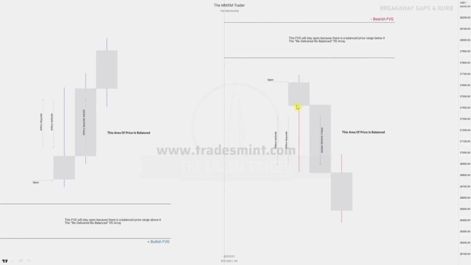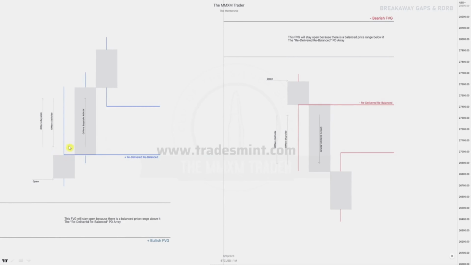This is a bearish candle. So what does it do first? It offers sell side. Full bodied candle over here, but then goes back up all the way again. So what does it do when it goes back up? It offers buy side. And then with the next candle, we've got this sell side offered once again. So again, think about that simplicity: down, up, and then once again down. So this area of price action has been balanced. So this fair value gap will stay open because there's a balanced price range below it, the redelivered rebalanced PD array. So now we can, with higher probability, determine if certain fair value gaps stay open or not.